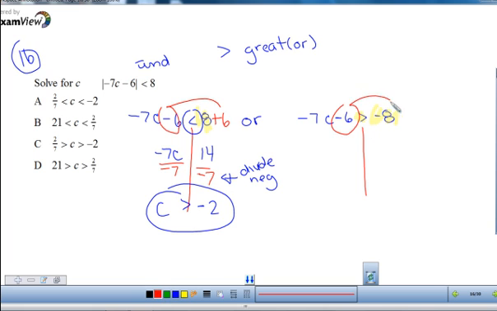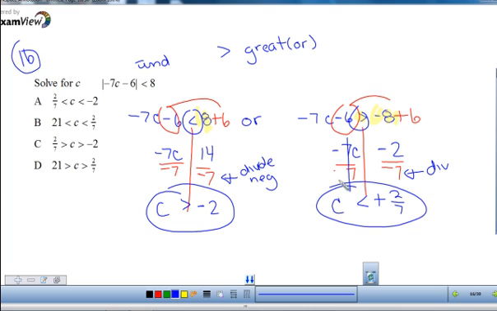So I'm going to add 6. Negative 8 plus 6 are different signs. Different signs we subtract. That becomes negative 2. Bring down the negative 7C. Divide by negative 7. A negative divided by negative becomes a positive. And notice that you divided by a negative number. So that means I have to flip the inequality sign. Okay. So C is greater than negative 2 and C is less than 2 over 7.